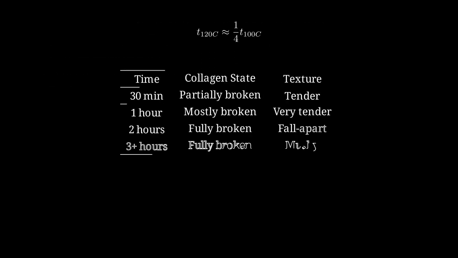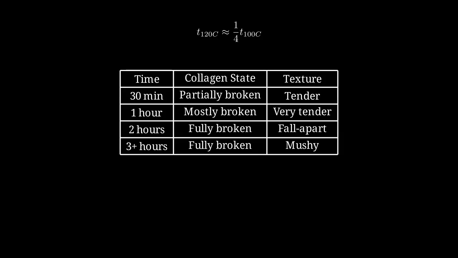This table shows collagen breakdown at 120 degrees. Notice how quickly tenderness develops. After 3 hours, the meat can actually become mushy as the structure completely breaks down.